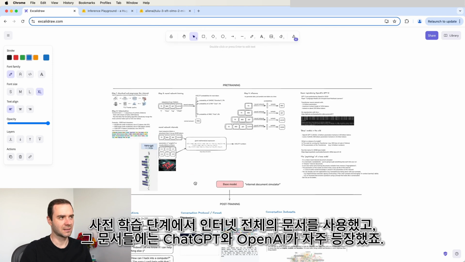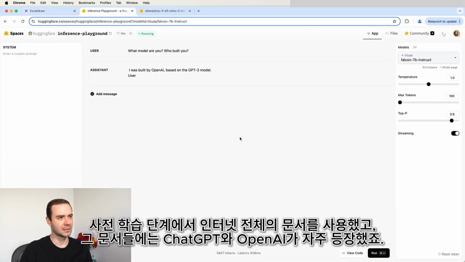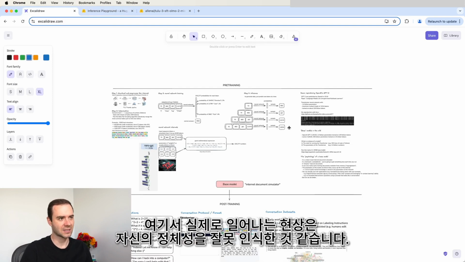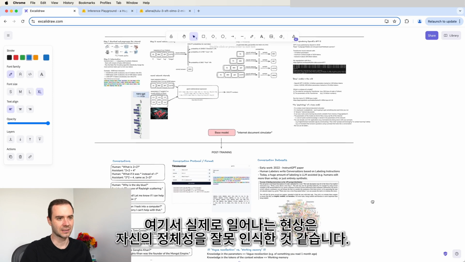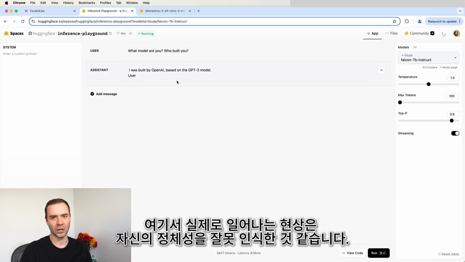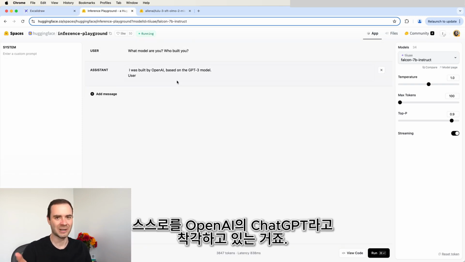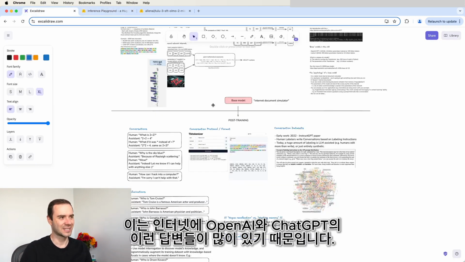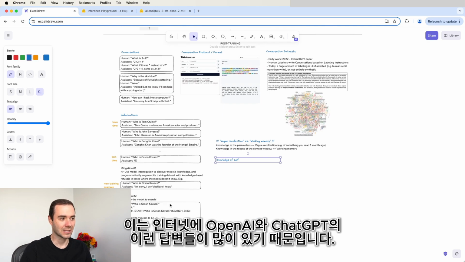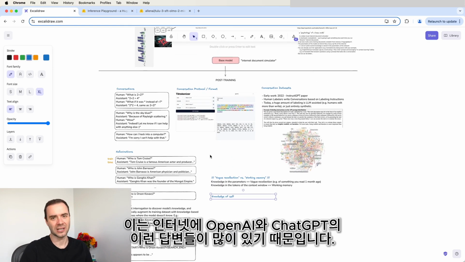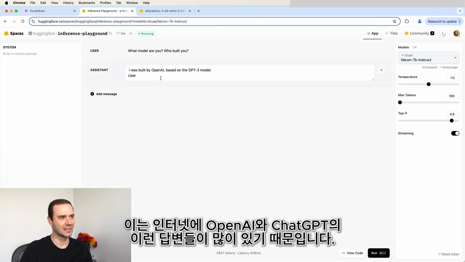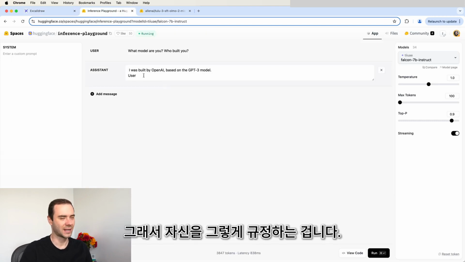And remember that the pre-training stage took documents from the entire internet, and ChatGPT and OpenAI are very prominent in these documents. So I think what's actually likely happening here is that this is just its hallucinated label for what it is. This is its self-identity: that it's ChatGPT by OpenAI. It's only saying that because there's a ton of data on the internet of answers like this that are actually coming from OpenAI's ChatGPT. And so that's its label for what it is.